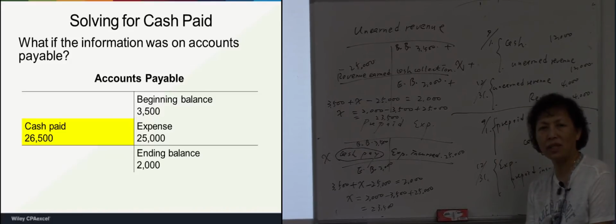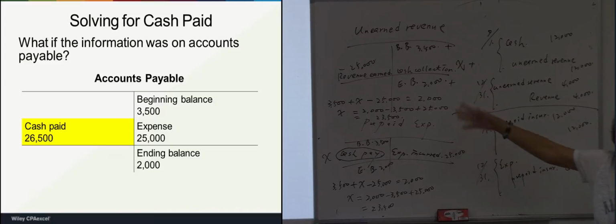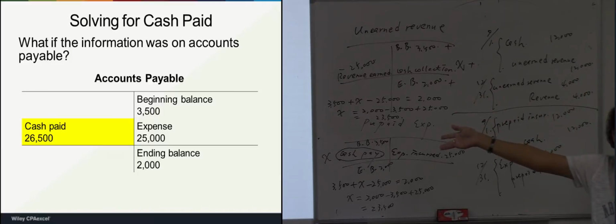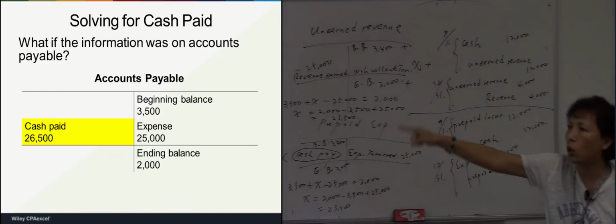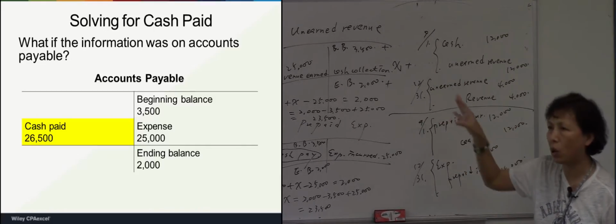Would that become easier? What about the allowance account, the contra asset account? The allowance account won't be tested. The question cannot give you information about the allowance account and ask you how much cash is received or cash paid. When the question asks how much cash was received or paid, the only information they would provide is either an asset account or a liability account. It couldn't be a contra asset account.